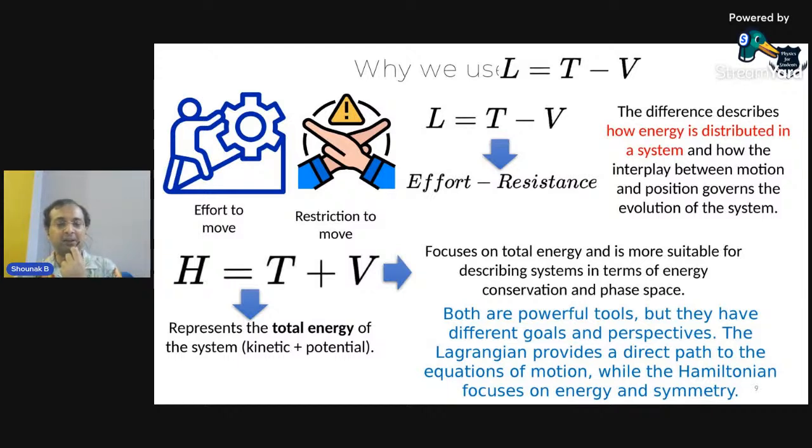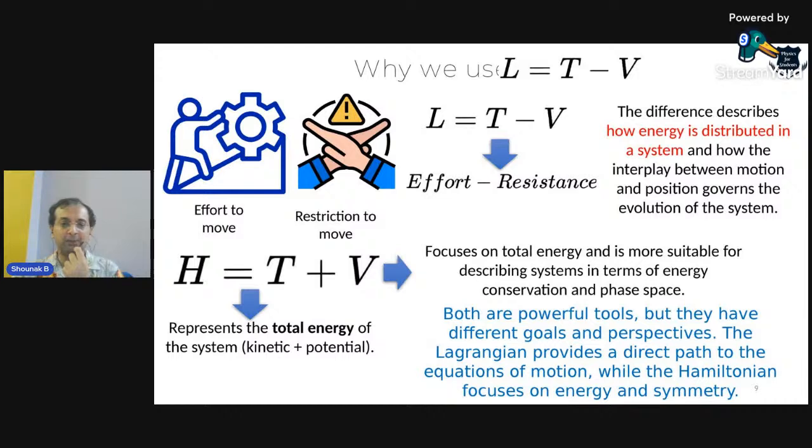So if your effort is much greater than resistance, you move forward. If your effort is only slightly greater than resistance, you still move forward but more slowly. And if your effort equals resistance, you are stuck, and there is no motion. And if the resistance is greater than your effort, you actually are pushed backward. So the Lagrangian is the net progress, which reflects the balance between what drives the motion, the kinetic energy, and what resists it, the potential energy.